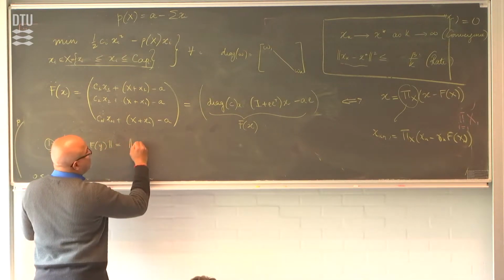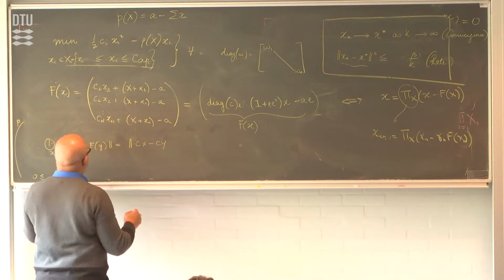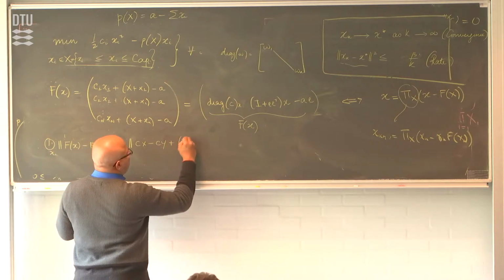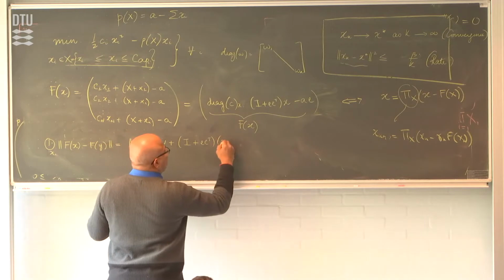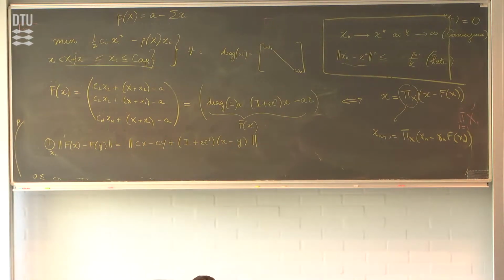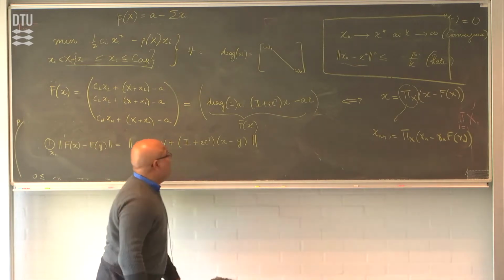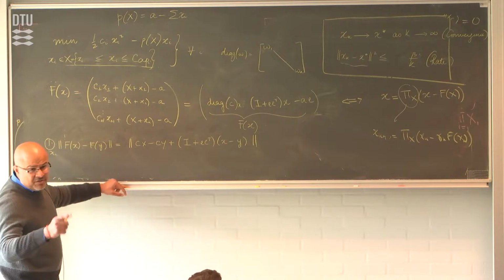So this is Cx minus Cy plus I plus E transpose x minus y, and the AE cancels. Okay, all I've done is I've taken the f of x minus f of y. The AE cancels.